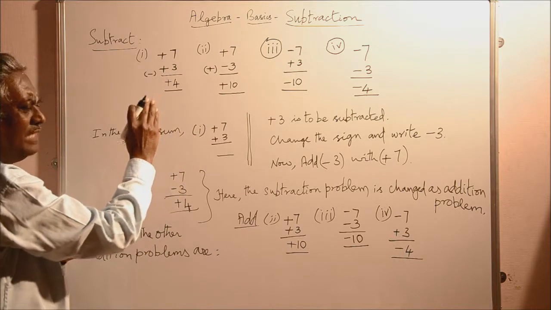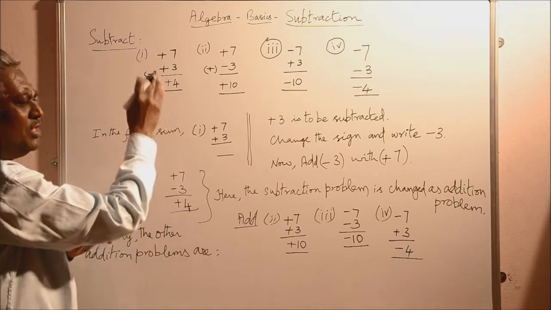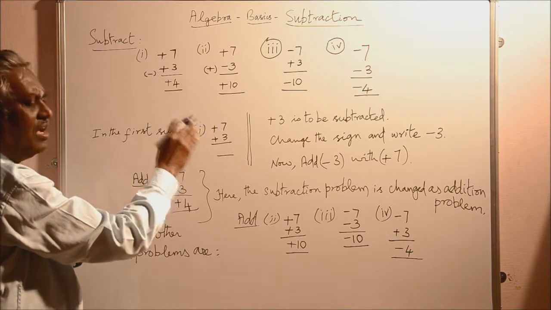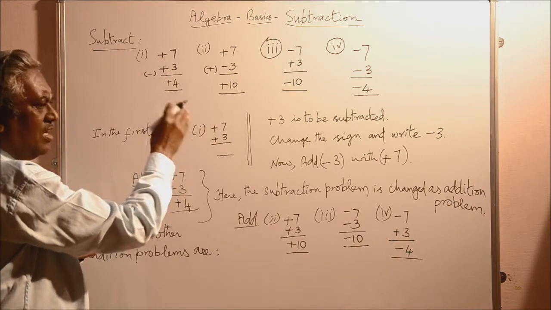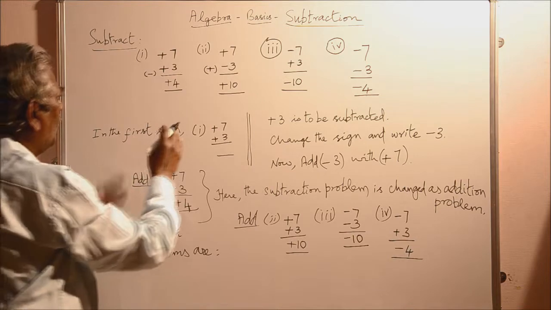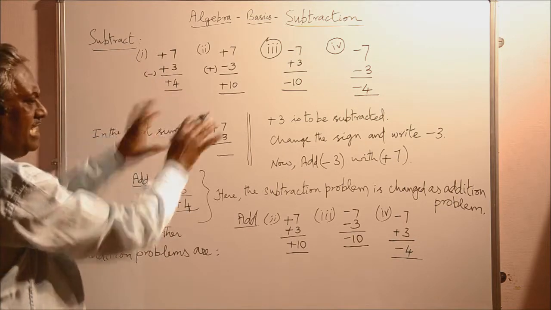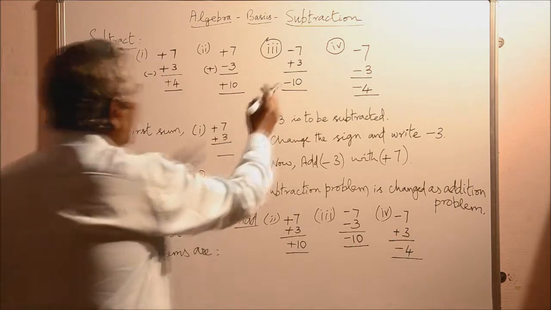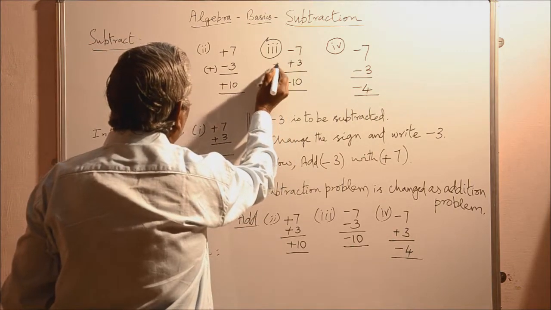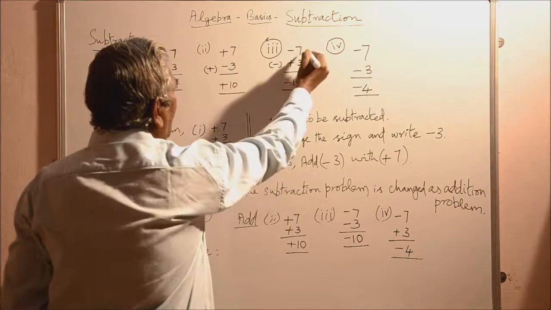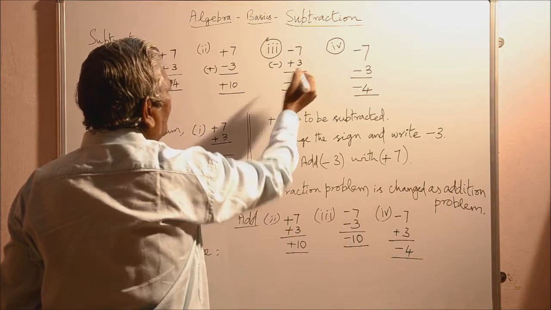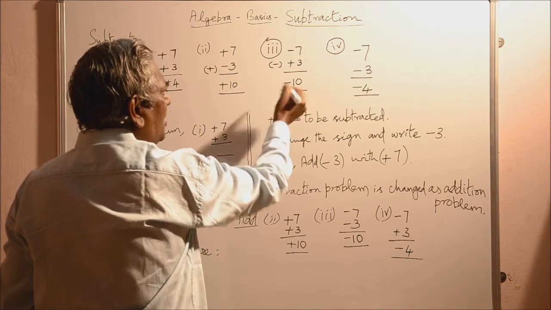Remember, you have to change the sign of the numbers which is to be subtracted. That is very essential and you should remember that. Only the number to be subtracted, the sign should be changed. Remember. Here, this plus 3 becomes minus 3. So, minus 7 and the minus 3 you are adding, you get minus 10.